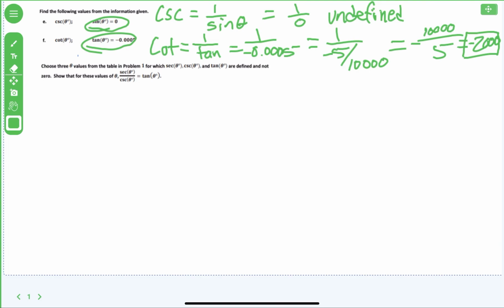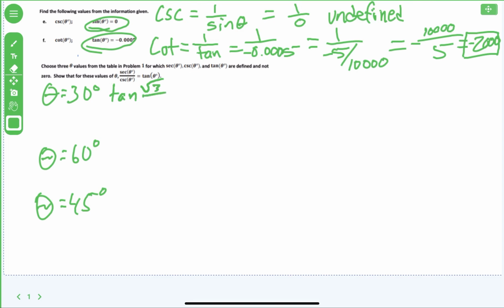So let's first look at theta of 30 degrees, theta of 60, and we'll just go in between that and say theta of 45. Okay? Now, let's think about this. If we have the tangent here, what is the tangent equal? Well, here it's going to be square root of 3 over 3 for the tangent of 30.